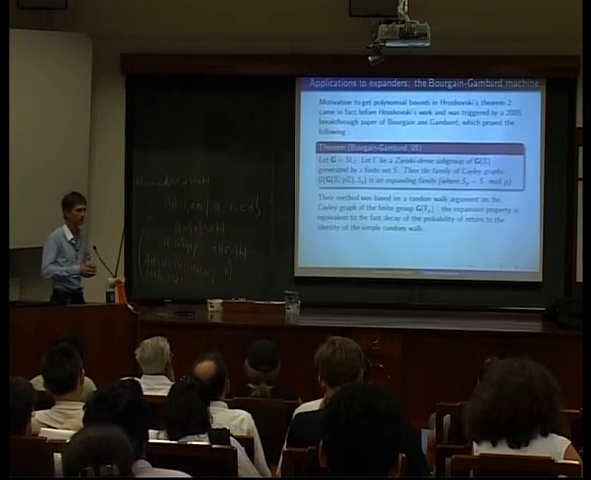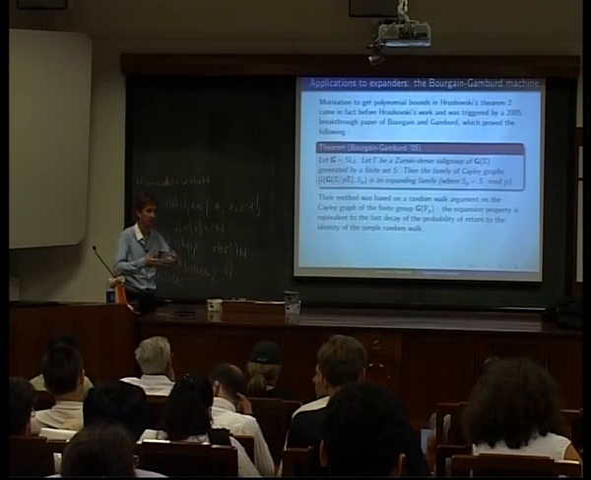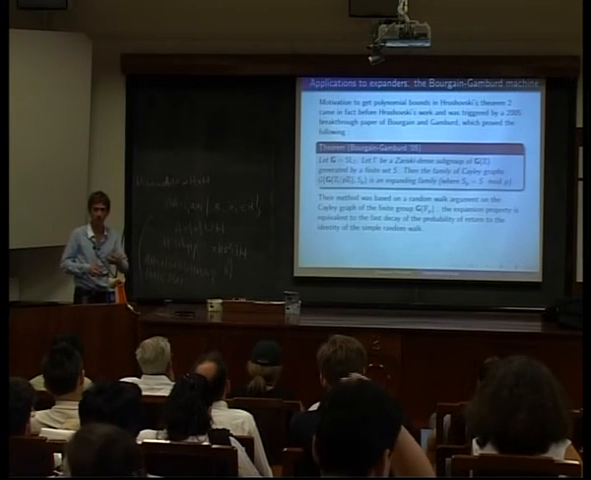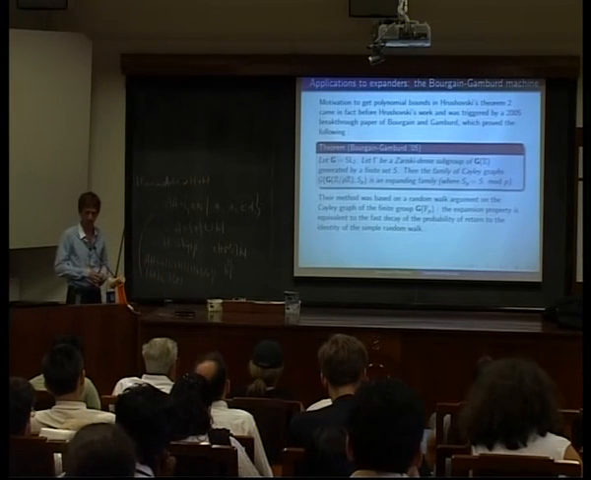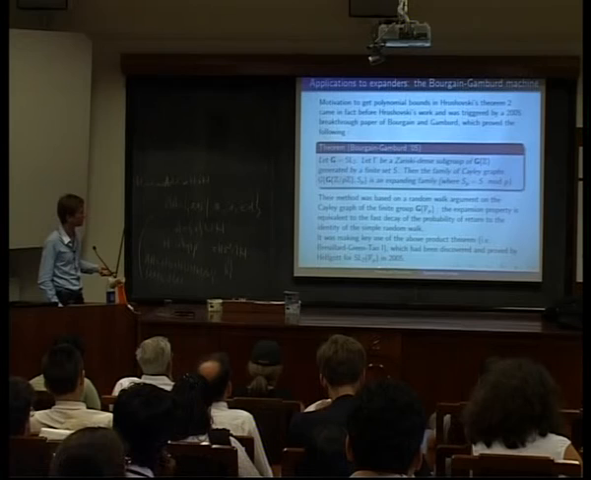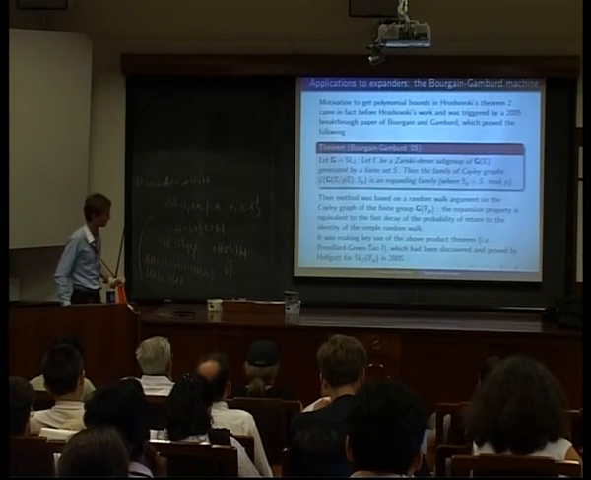And the method is based on random walk arguments. At a key point in the method, you have to use the classification of approximate subgroups of SL2(Z/pZ) when p is very large. And this classification was in fact discovered and proved by Helfgott in 2005, shortly before Bourgain and Gamburd proved their results.